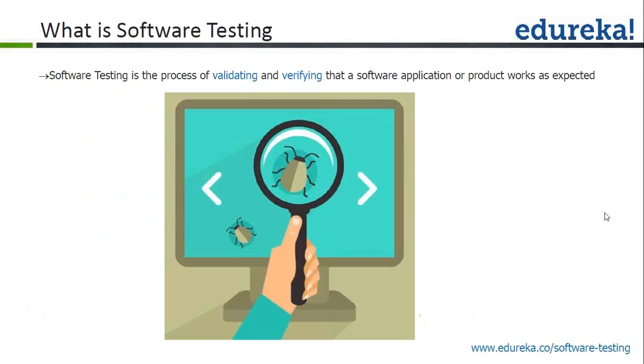One is validation and the other is verification. What is this validation and what is this verification? Mostly these two may appear to be the same terminologies, but there is a difference. When I talk about verification, it focuses on the process related activities.